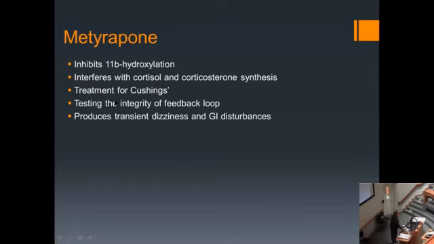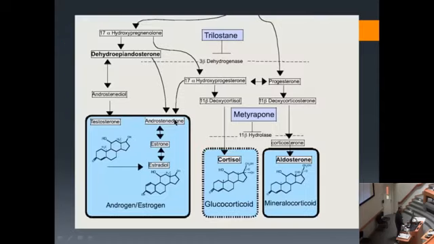Here you can test or perturb the integrity of that feedback loop, and you can see where that feedback loop is being inhibited. Is it a hypothalamus problem, or is it an adenohypophysis problem? Okay. The only side effect here with metyrapone is going to be transient dizziness and GI disturbances. Okay, and here's metyrapone, I should say. Basically, if you inhibit 11-beta hydroxylase, you're going to reduce the production of both cortisol and aldosterone.